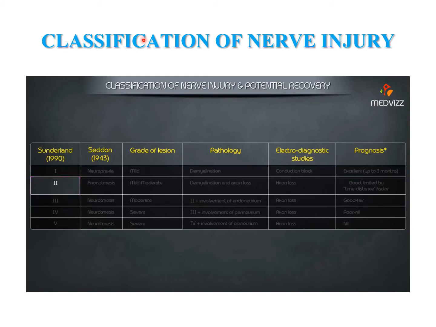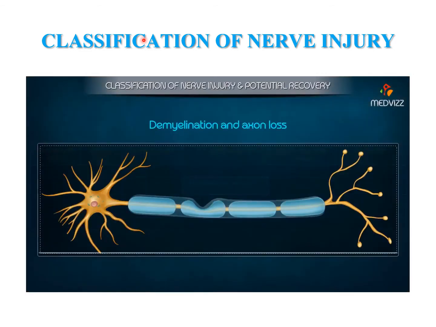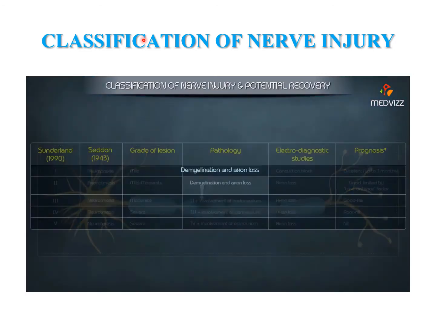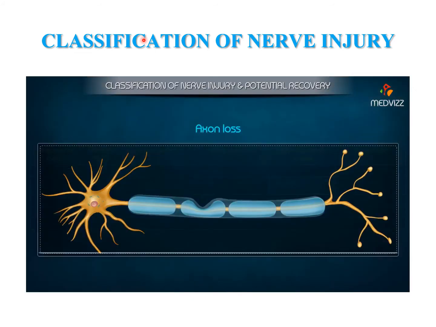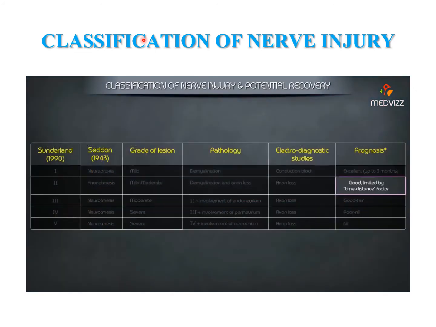Grade 2 in the Sunderland classification corresponds to axonotmesis in the Seddon classification. Grade of lesion is mild to moderate. Pathology is demyelination and axon loss. Electrodiagnostic studies show axon loss. Prognosis is good, limited by time-distance factor.